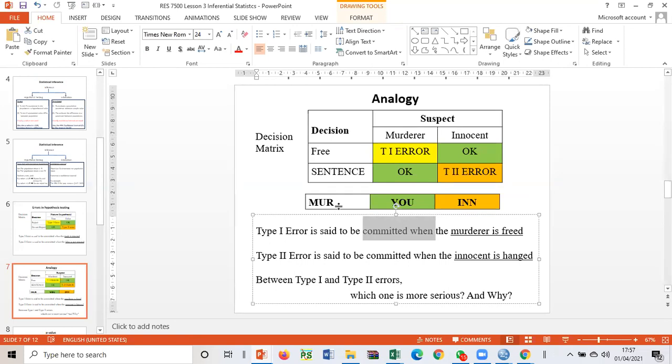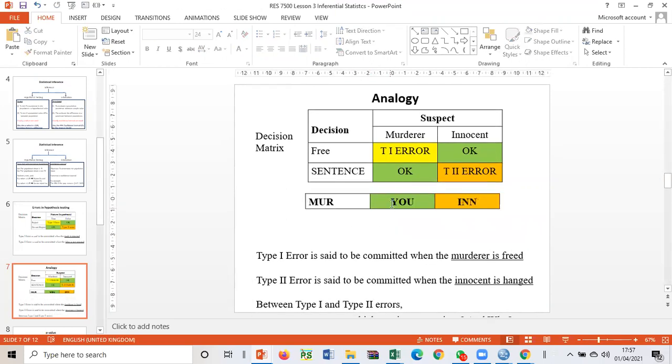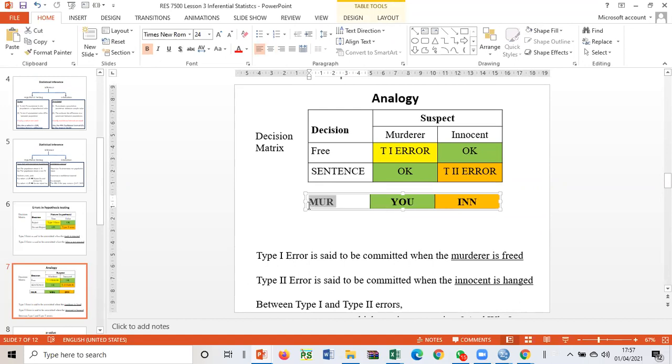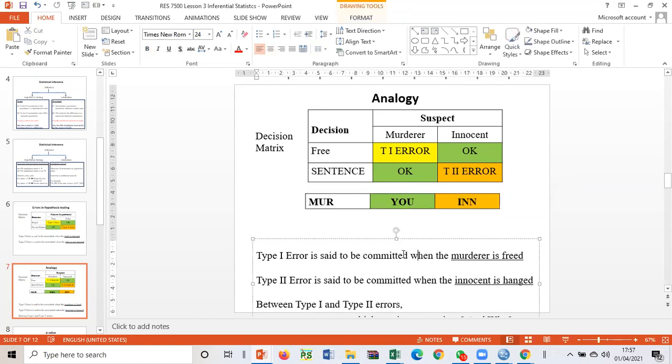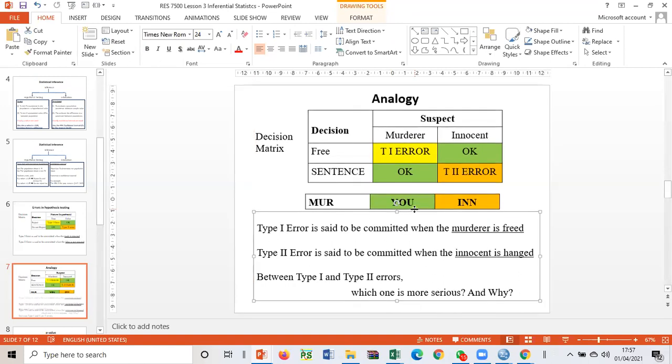The situation changes. You're the only witness, which means you'll be next. You'll be killed. Now, are you more concerned about the murderer coming out or the innocent going up? The murderer coming out. If the murderer comes out, more murders will take place, right? The innocent being sentenced, behind bars, nothing will happen outside, right? So between these two, by general consensus, type 1 error is said to be more serious than type 2 error.